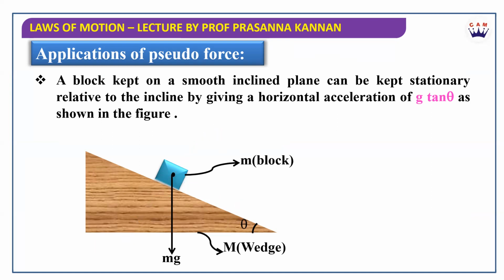So you have mg acting vertically down. If this angle is theta, this angle will also be theta. Simple geometry. Whatever is touching the theta will be the cos component. So mg cos theta, mg sin theta. So mg sin theta acts on the block, making it slide down. Now, when you give an acceleration to this wedge, the block on it will not move. There is a possibility that it need not move. And that can be attributed to the pseudo force, ma.